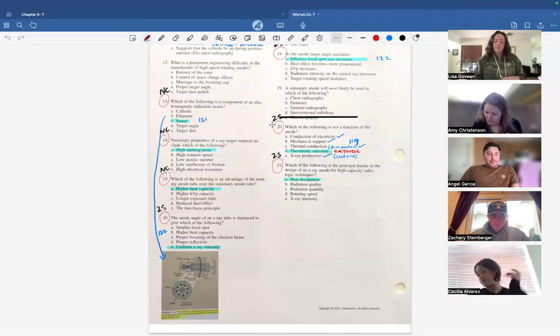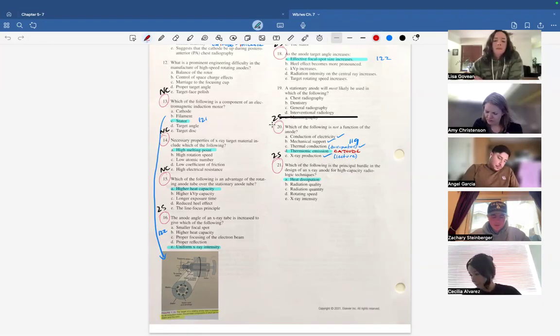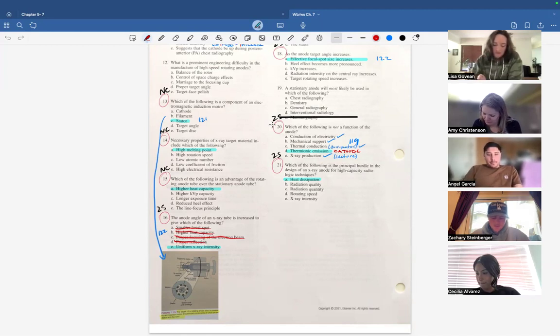So on to 18, as the anode target angle increases, kind of ties into our last one. A, effective focal spot size increases. And then B is not correct because the heel effect becomes less pronounced. It doesn't have anything to do with kVp increasing. And then central ray, maybe D, but I thought A was the most correct answer. I think it's A. Yeah. I think it's A. Okay.